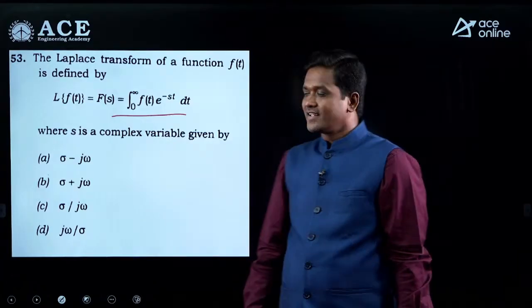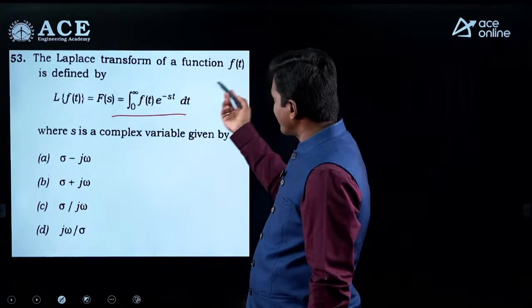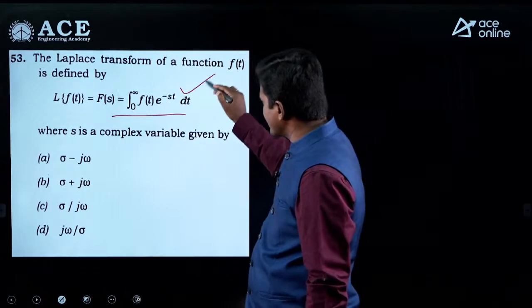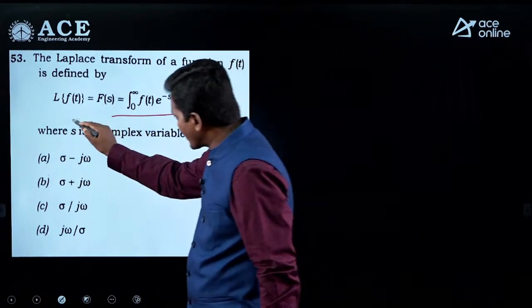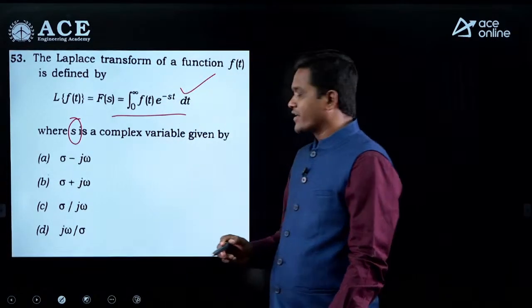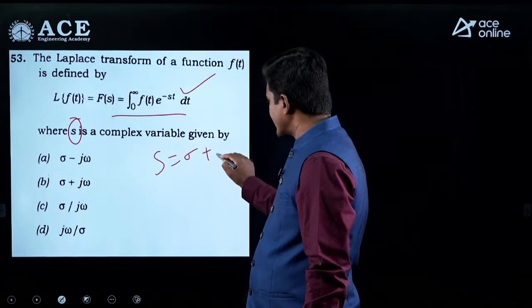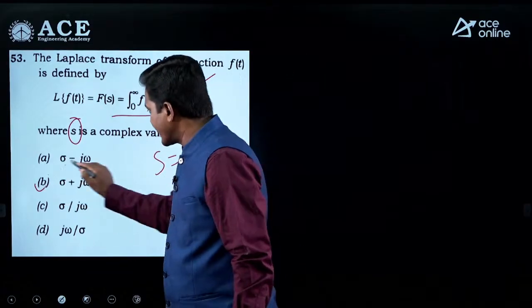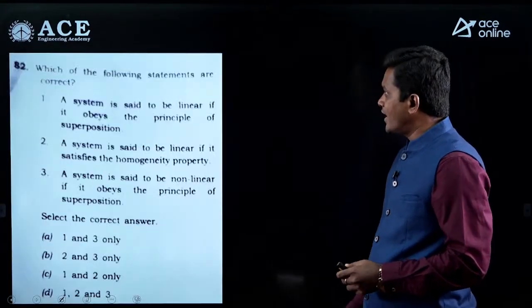Thank you, sir. The next question in signals and systems: the Laplace transform of a function f of t is defined as F of s equals integration 0 to infinity f of t e power minus st dt. Here the question is where s is a complex variable given by, yes, it is a standard one. s is equal to sigma plus j omega. So the right option is B. Okay, yes. The next one.